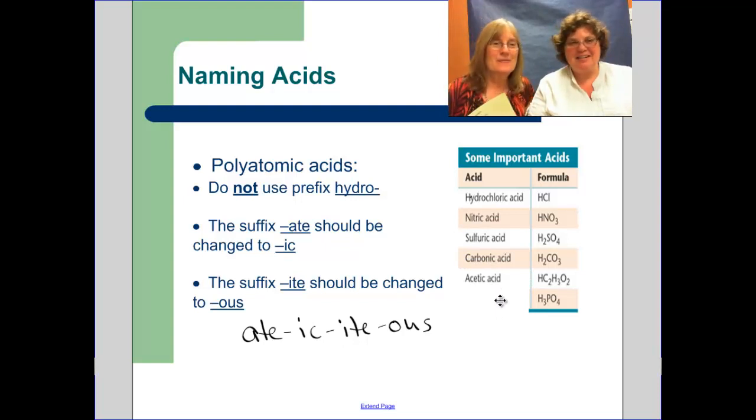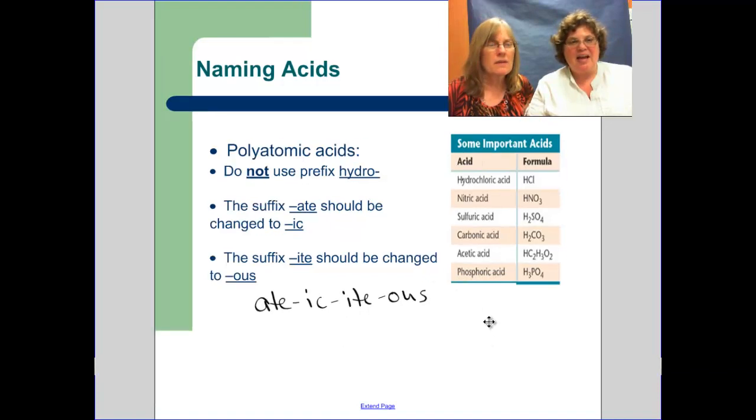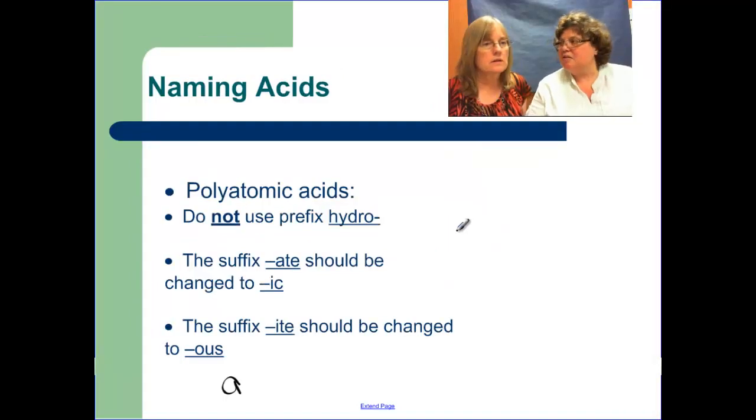Now our next one, H3PO4. PO4 is phosphate. So we're going ATE to ic. And you said phosphoric. So phosphoric acid. That's not that hard. And if you had, say, H3PO3, PO3 being the phosphite ion, it would become phosphorous acid. Okay, so far we've done all the ics. So let's do some ous.